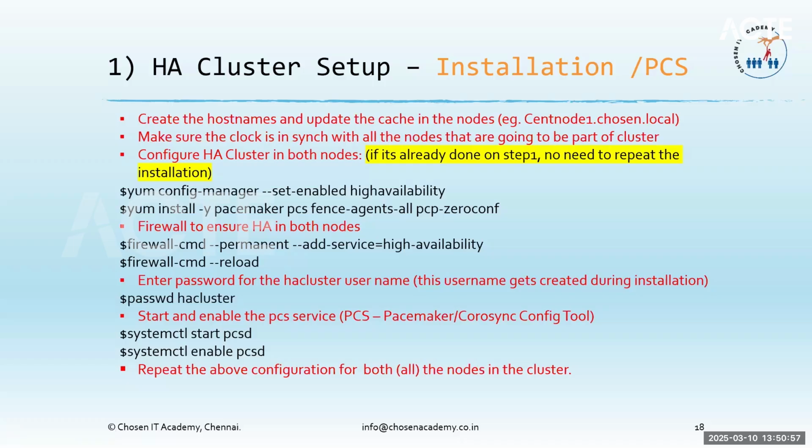So using this username, the authentication happens. With the username credentials, we authenticate the nodes that we want to add into the cluster. So this is one use, and the other use is when you use the web interface, the hacluster login credentials are utilized. Okay, so the next step is systemctl start pcsd, systemctl enable pcsd. Repeat the above configuration for all the nodes in the cluster.